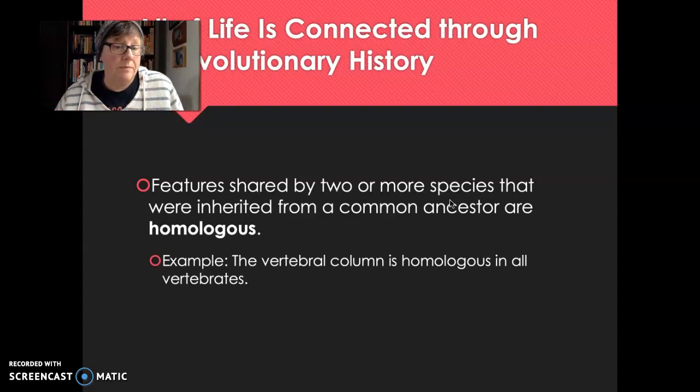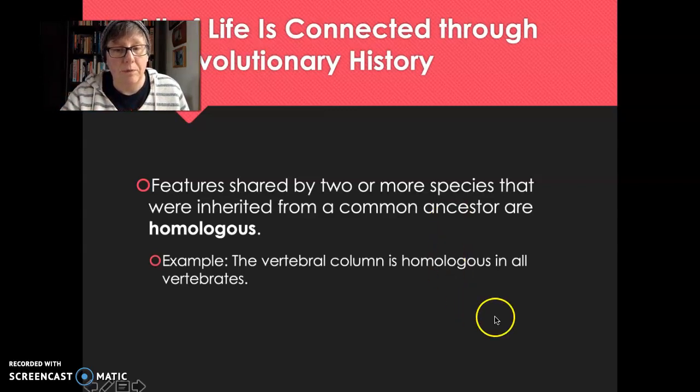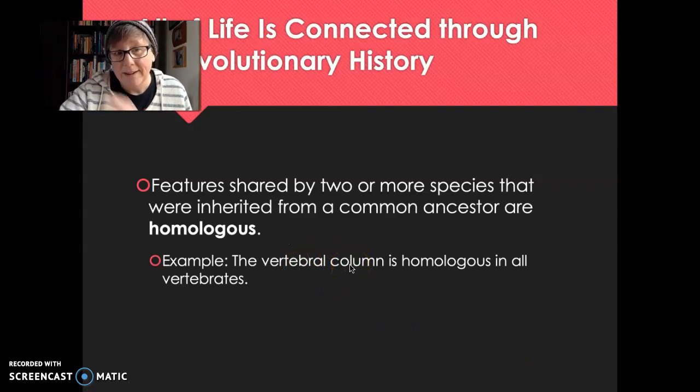Okay, so features that are shared by two or more species, that is considered homologous. So it's a new word. It's similar to that word we had when we were doing genetics, homogeneous, so don't get it confused with that. Homologous is a general word that means two things that are similar. So a homologous trait would be, both humans and chimpanzees have a large brain case, that is a homologous feature. So here's an example of a vertebral column. All vertebrates have a vertebral column. That is a homologous feature.